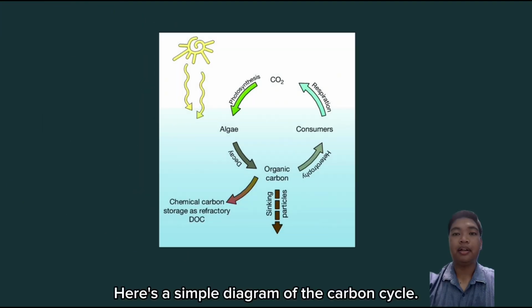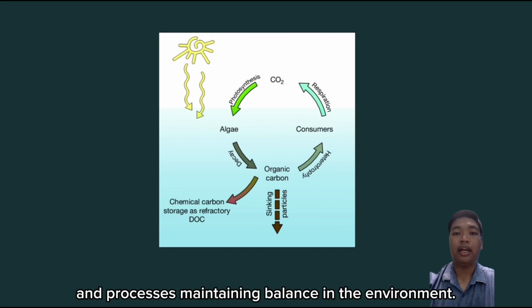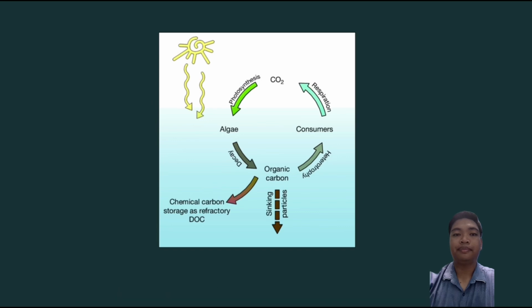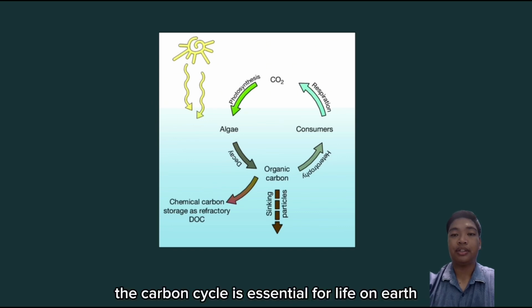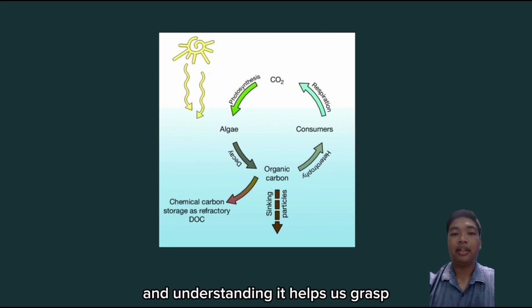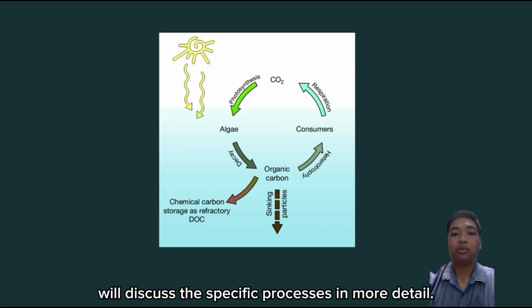Here's a simple diagram of the carbon cycle. It shows how carbon flows between reservoirs and processes, maintaining balance in the environment. As the saying goes, the carbon cycle is essential for life on Earth, and understanding it helps us grasp the impact of disruptions like climate change. Now, Nicholas will discuss the specific processes in more detail.